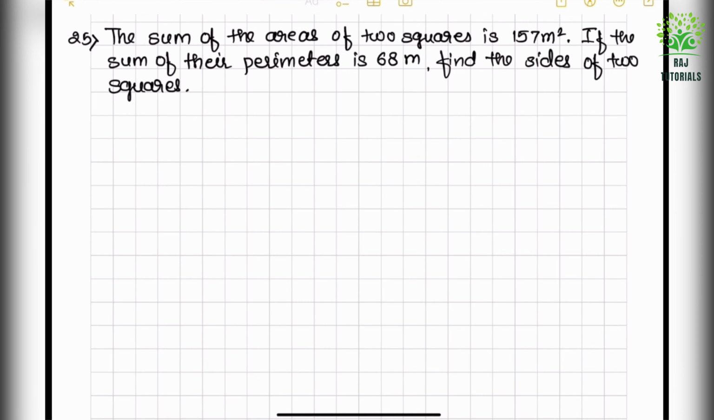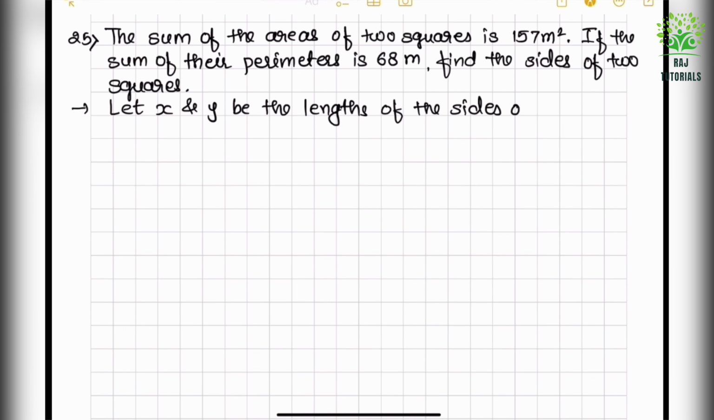Now next question says the sum of the areas of two squares is 157 meter square. If the sum of their perimeters is 68 meter, find the sides of the two squares. So let me suppose let x and y be the lengths of the sides of two squares.